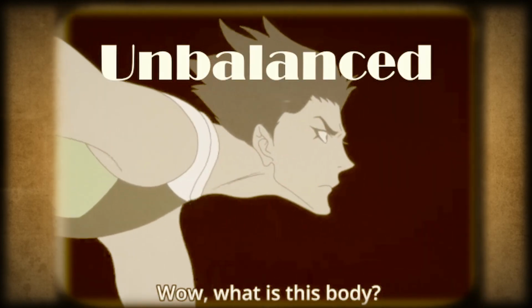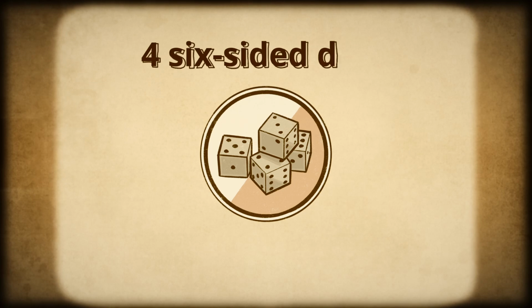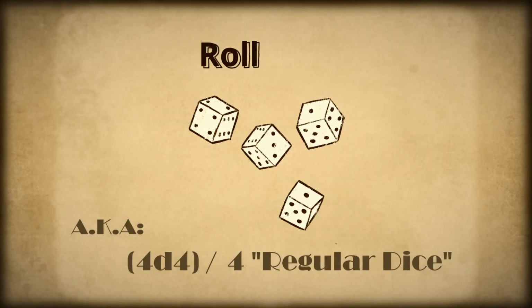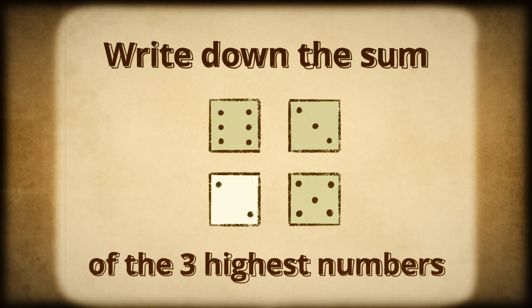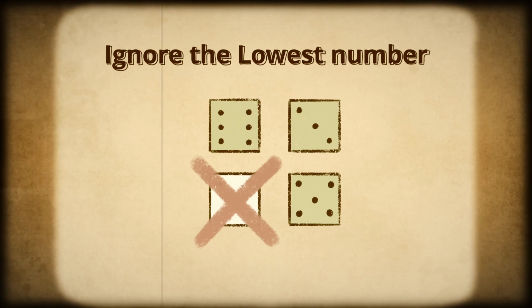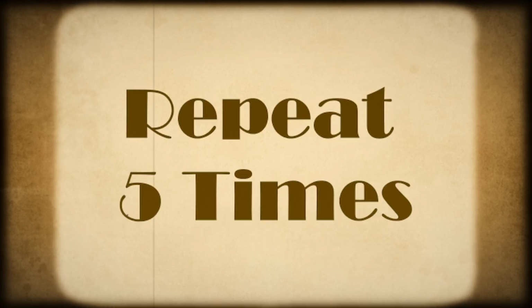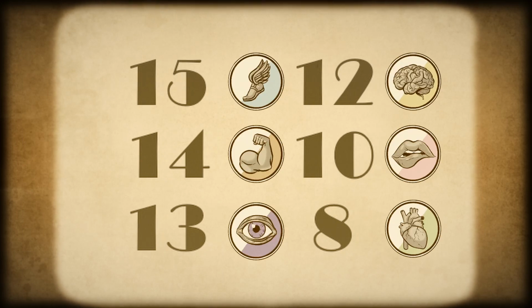It's all down to the roll of a dice, folks. There are a few ways to do this, but the most common way is as follows. You take 4 6-sided dice, and you roll all 4 of them. Write down the sum of the 3 highest numbers rolled, ignoring the lowest number. Now, do this 5 more times until you have a collection of 6 numbers in total. Assign these 6 numbers, however you like, to your character's ability scores.